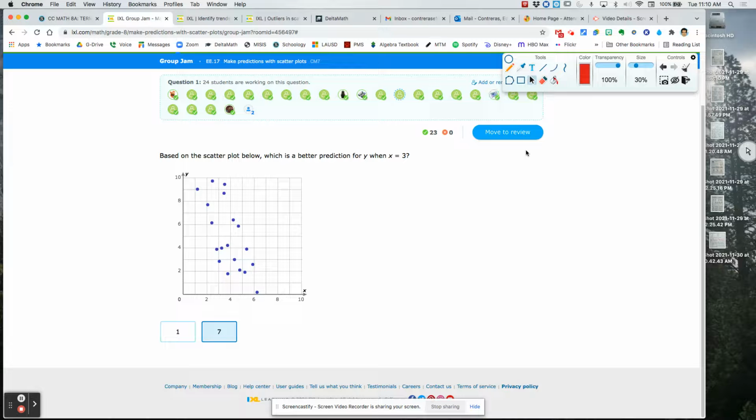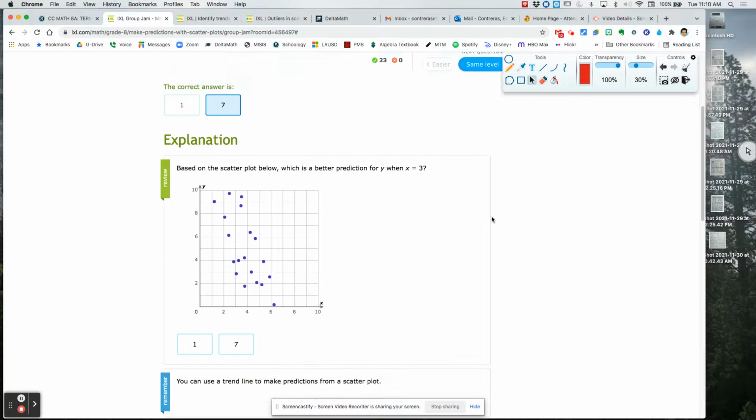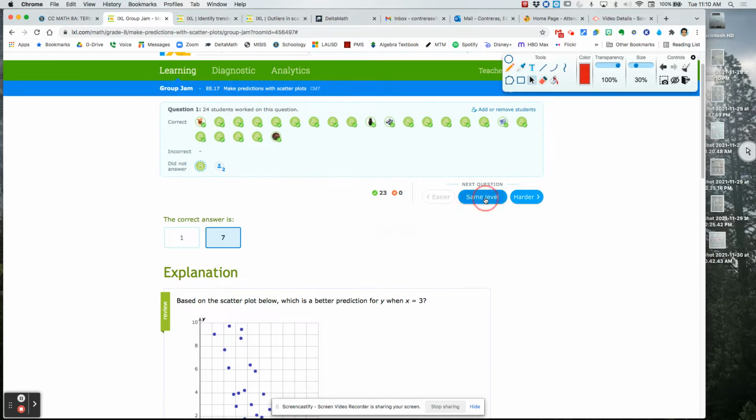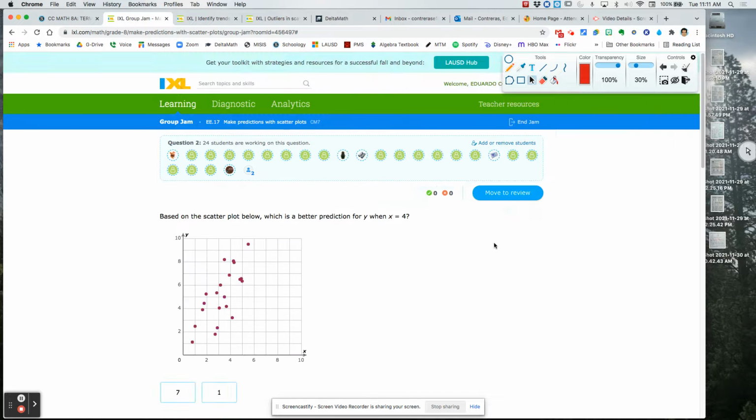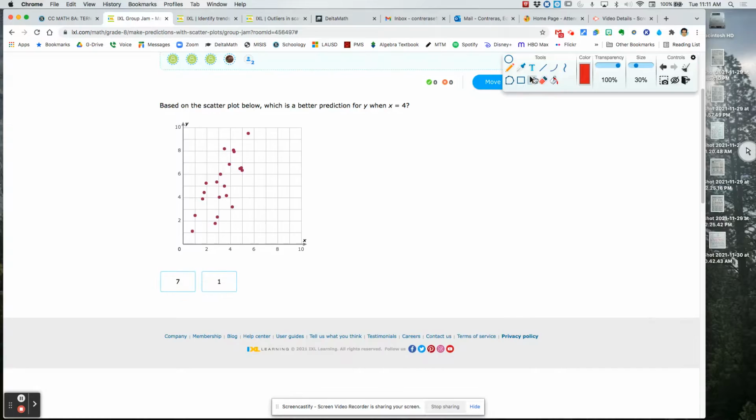Okay, moving on. Here's a new question. Oh, this is the review, but we don't need that. We'll stay at this level for the next one. Okay, so we're all going to do the same one together again. Based on the scatter plot below, which is a better prediction for y when x equals 4?